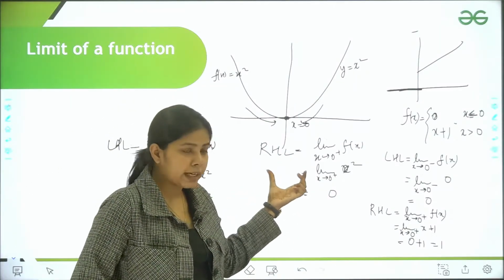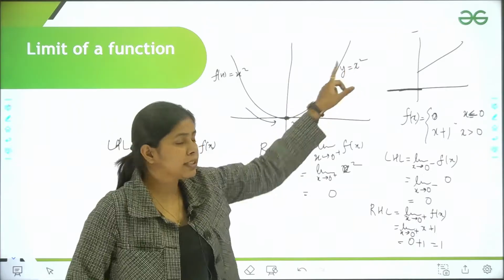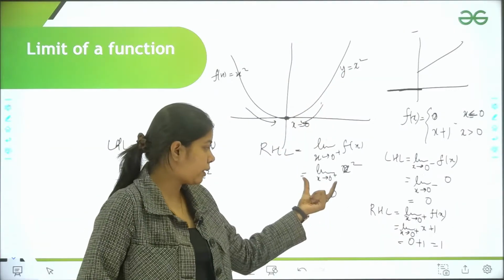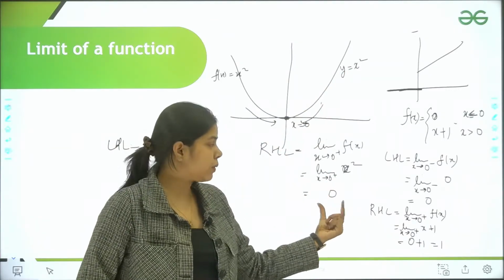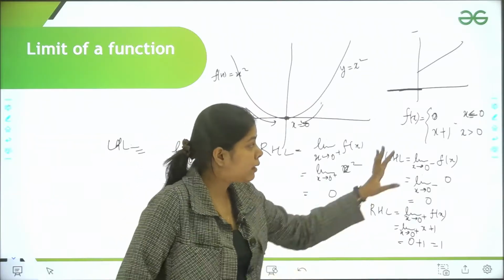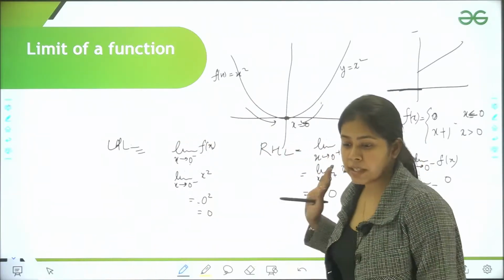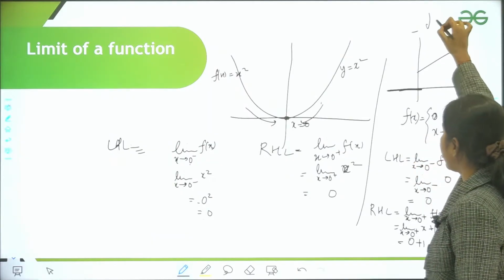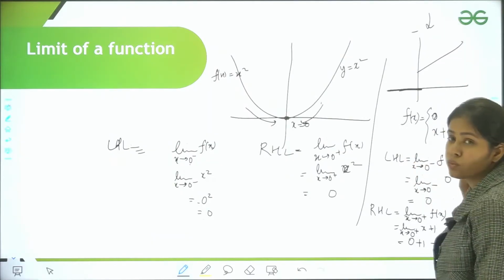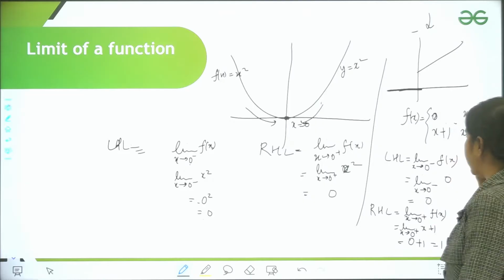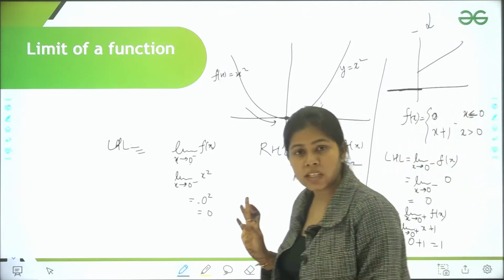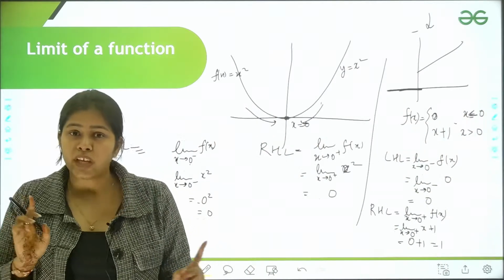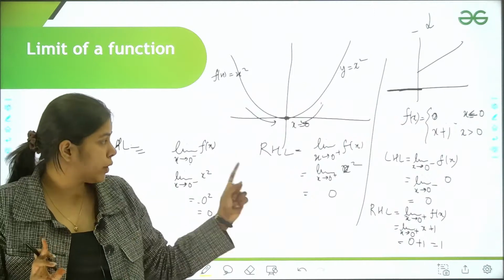And if I talk about right hand limit, again on the right side I have seen that the function is x square, so I have written limit x tending to 0 positive x square, and we get the limit 0. Left hand limit equals right hand limit, so the limit exists, right? But in this graph, I have seen that function f(x) is equal to 0 when x is less than 0, and when x is greater than 0 my function is x plus 1, right? So we have two different functions, and I have to work accordingly.